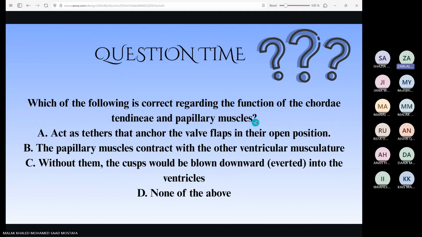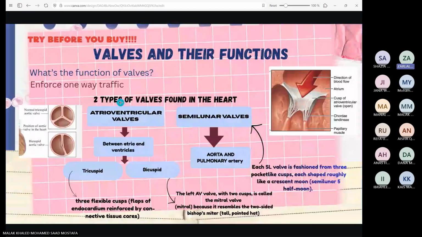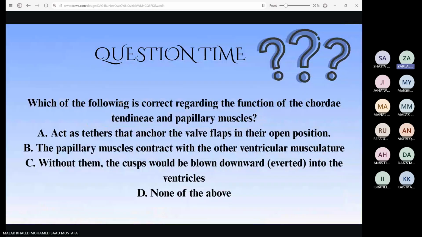Next, Malak. So the inverted part of C is correct, but the cusps won't be blown downwards. They will be blown upwards without them. We're trying to prevent backflow of blood, right? So the valves will be blown upwards if there is backflow of blood, without the papillary muscles. So option B is correct: papillary muscles do contract with other ventricular musculature. That means when the ventricles contract, the papillary muscles contract as well to shut the valves and prevent backflow of blood. I hope that's clear. If there's any question, do let me know.